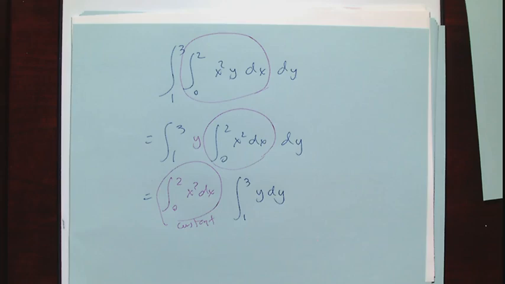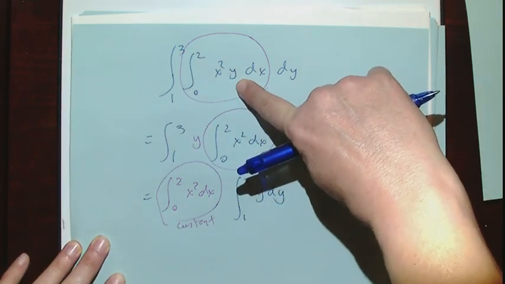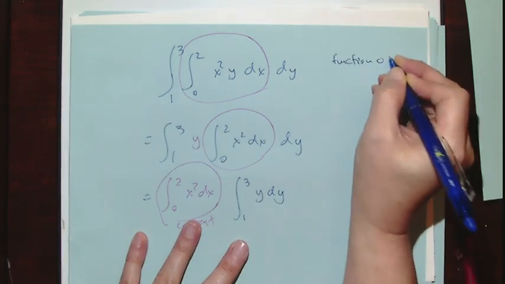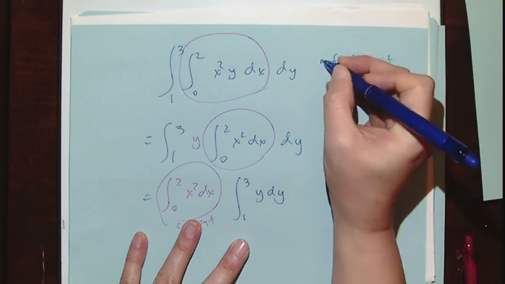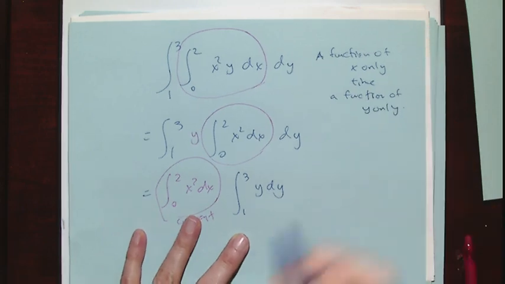What just happened? I separated the two integrals. Thank you, Noah. The reason I could do it was that I had a function of x only multiplied by a function of y only. Look at this one. I could not factor this into function of x only and y only. But over there, I have a function of x only multiplied by a function of y only. And that's the only time you can separate them.